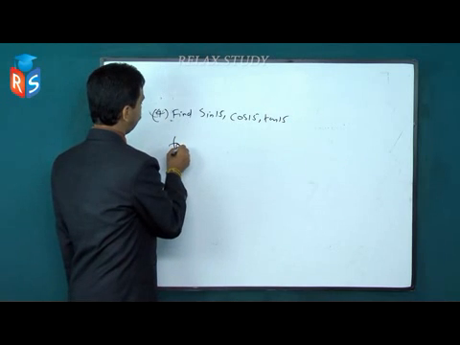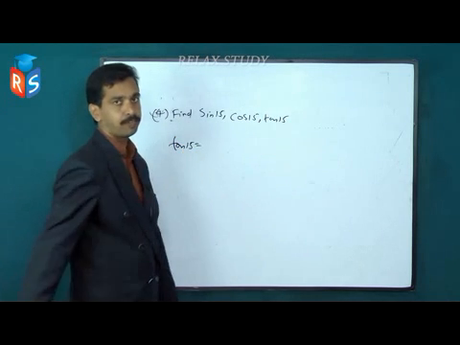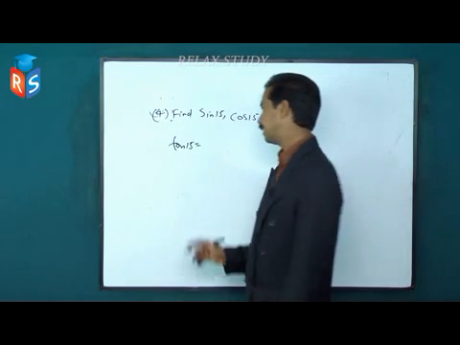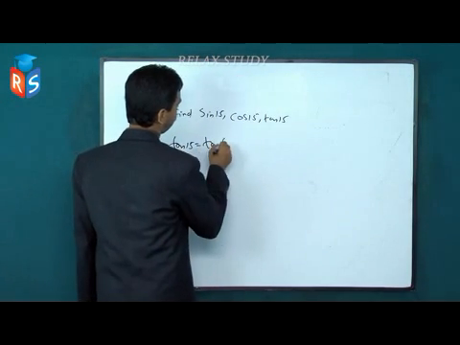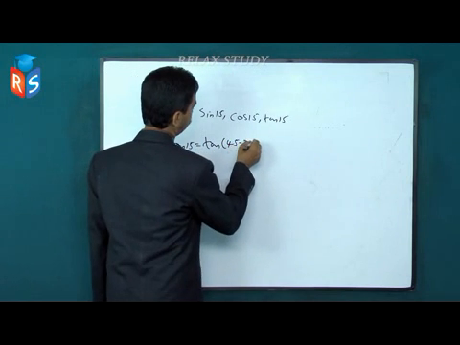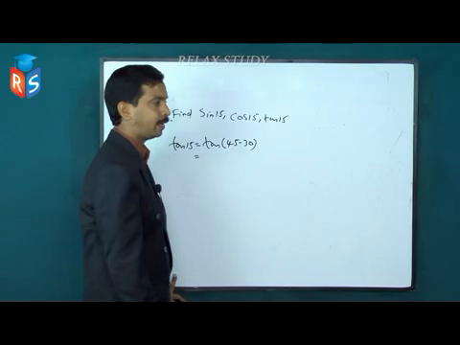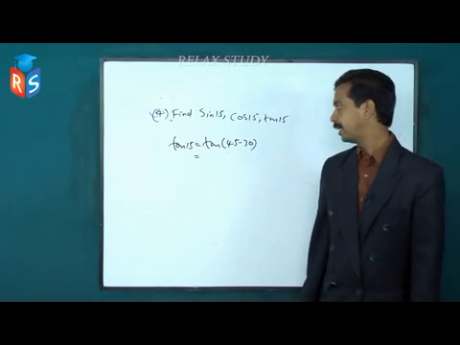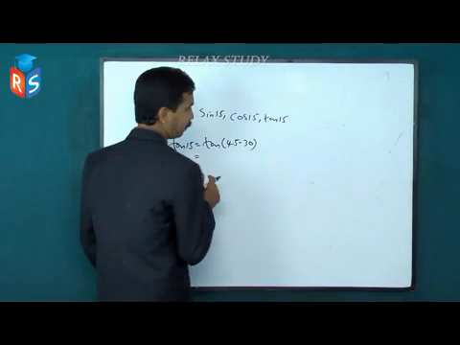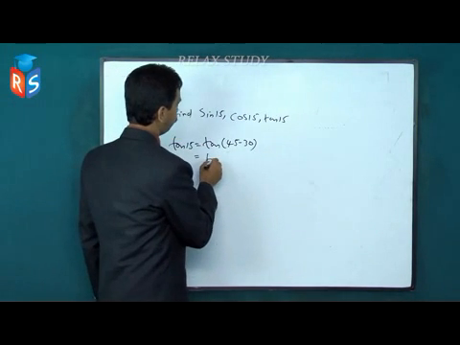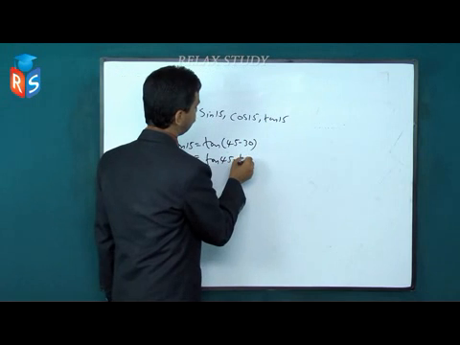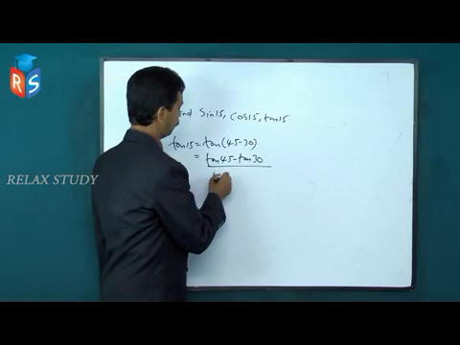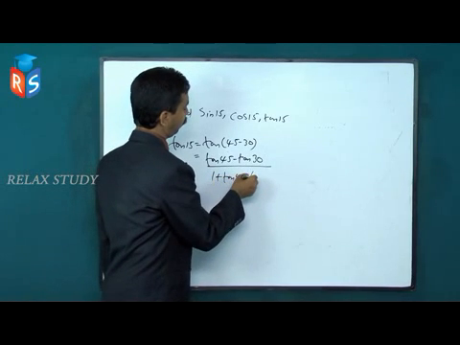Next is tan 15. Tan 15 also I can write in the form tan A minus B. Tan 15 equals tan of 45 minus 30. We have studied tan A minus B equals tan A minus tan B by 1 plus tan A tan B. So tan 45 minus 30 can be written in the form tan 45 minus tan 30 divided by 1 plus tan 45 into tan 30.